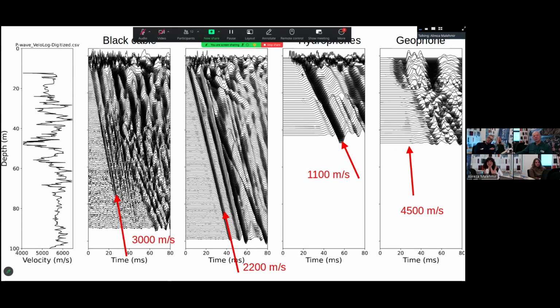It's rather odd that on the hydrophone survey we get 1,100 meters per second, which for what I think is a tube wave, but I'm not entirely sure. On the geophone survey, we pick up a weak first arrival here coming in at 4,500 meters per second, which most likely represents the seismic velocity in the surrounding rock. So what about this DAS black cable measurement? 3,000 meters per second. Same day. The only thing different is that we had the blue cable in here, we had the black cable in here.